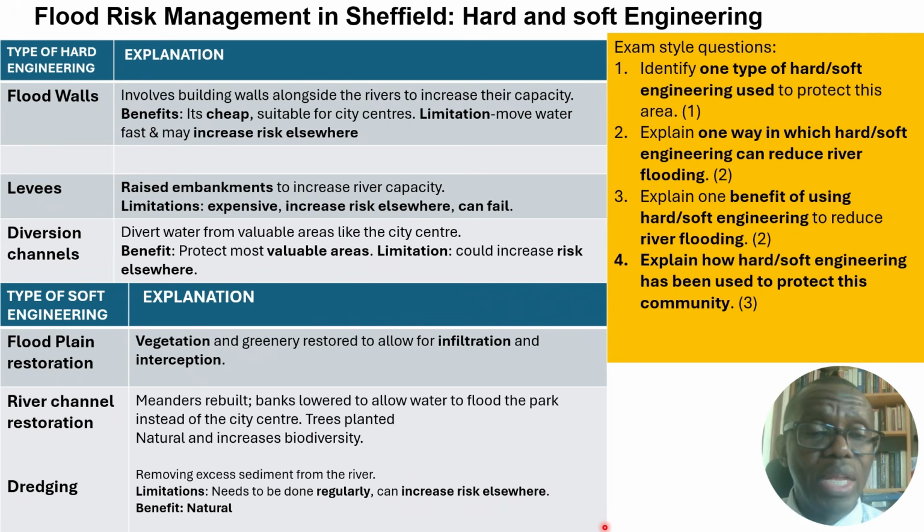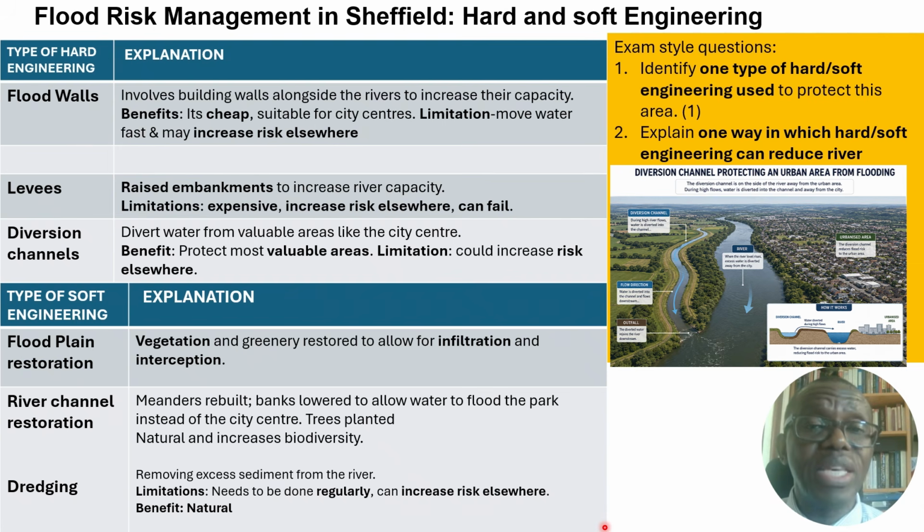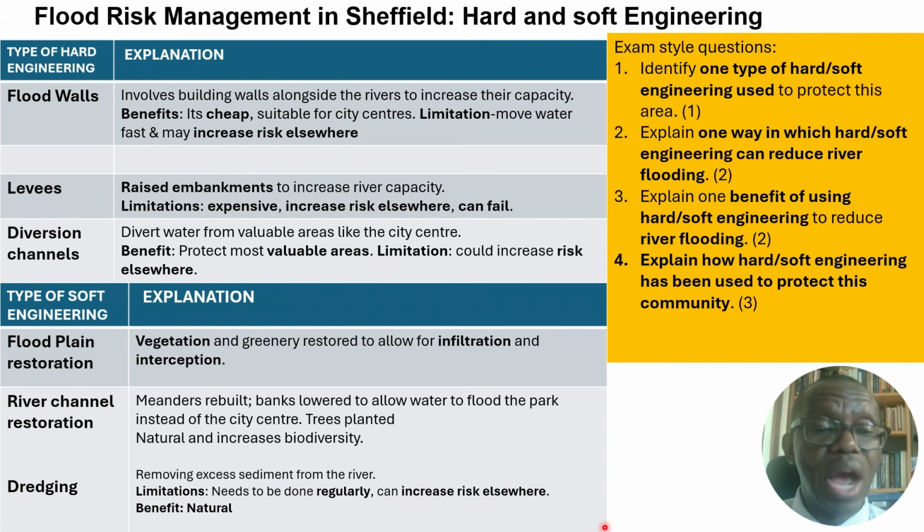Then the last one is diversion channels. And this here is to divert water from city centers, for example. So you can build channels to divert the water and obviously reduce the flood risk in those city centers. Then when it comes to soft engineering, we have floodplain restoration. So this is where vegetation and greenery are restored to allow for infiltration and for interception to take place.